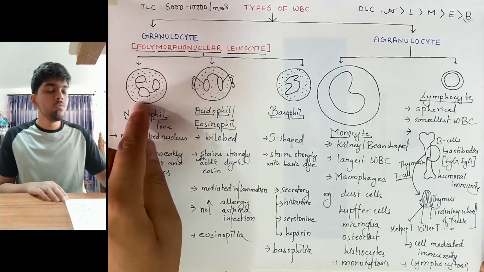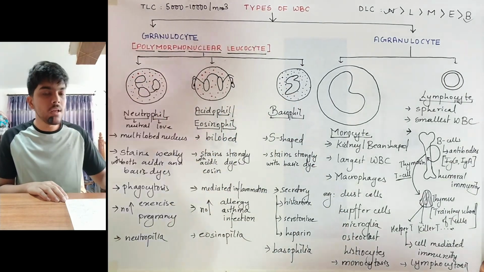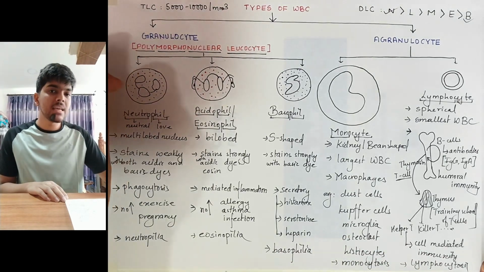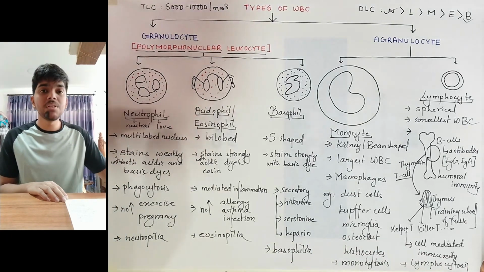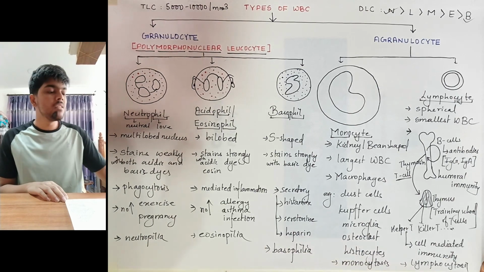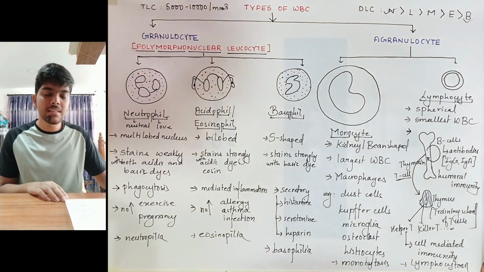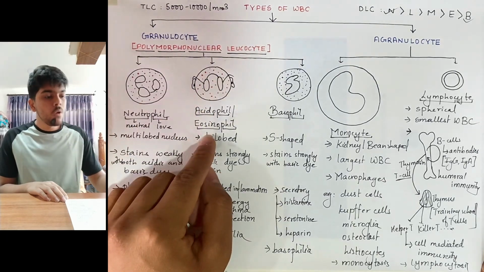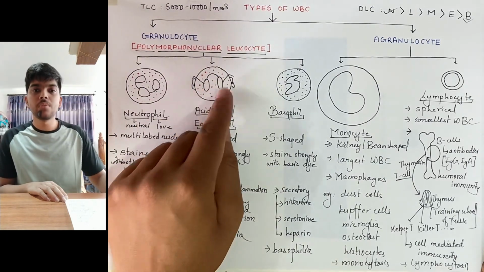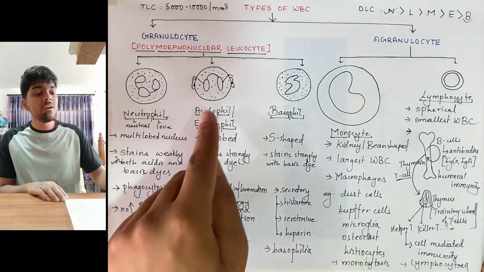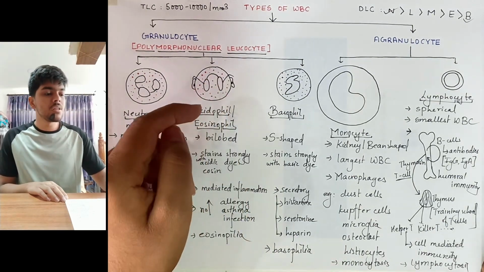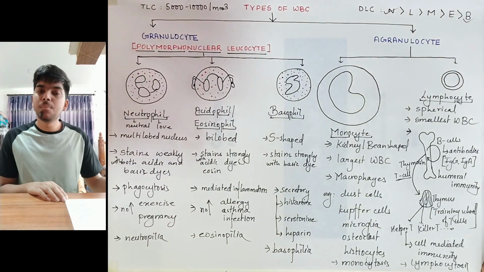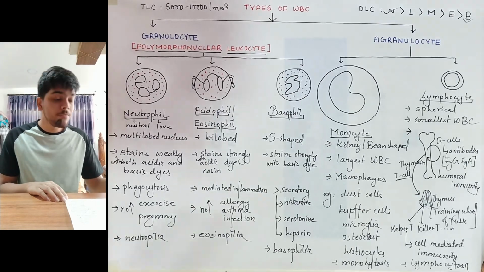There's your neutrophil, which contains a multi-lobed nucleus, and it has both basic and acidic granules, the function of which is phagocytosis, and the number of neutrophil increases when you exercise and during pregnancy. Second is acidophil or eosinophil, which contains bilobed nucleus, which looks like sunglasses. They contain acidic granules, and the function of eosinophil or acidophil is to mediate inflammation during allergic reaction, the number of which increases during allergy, asthma, infection.